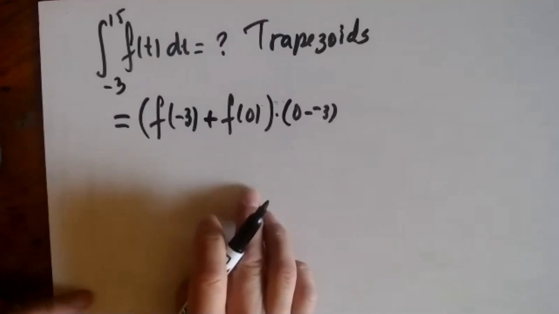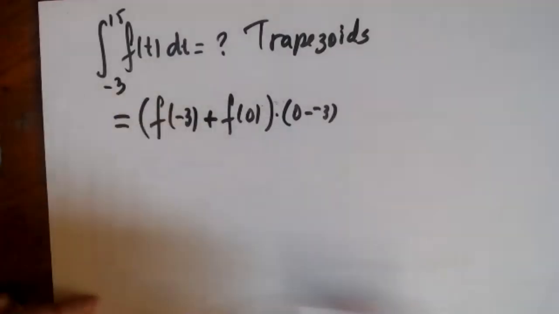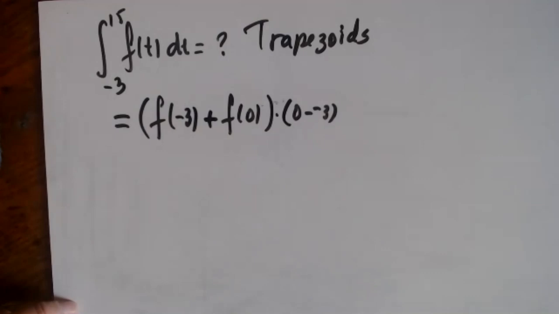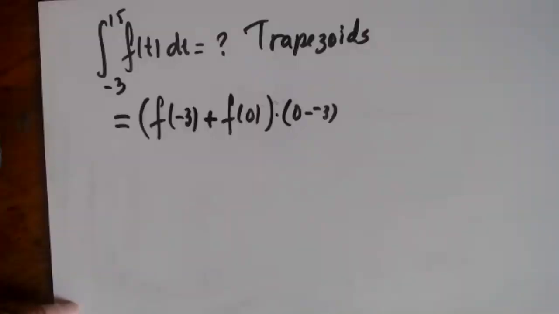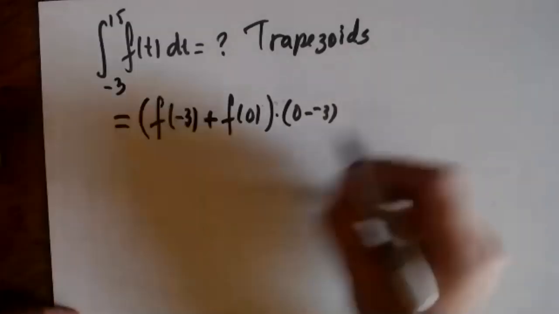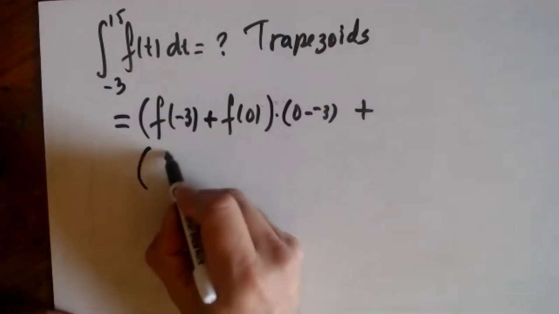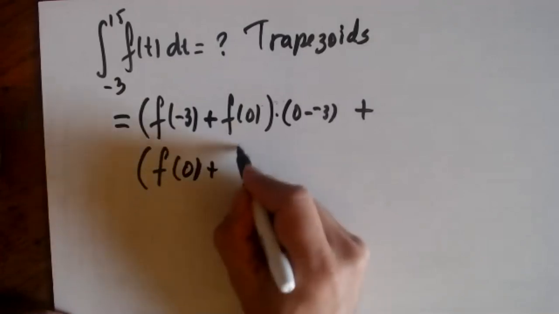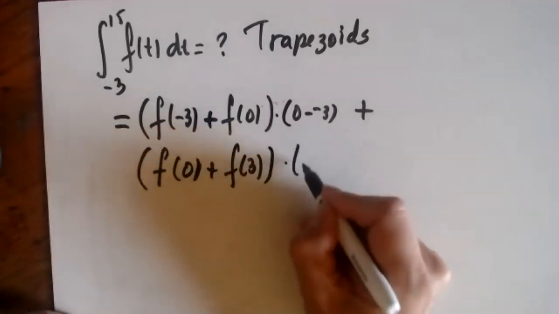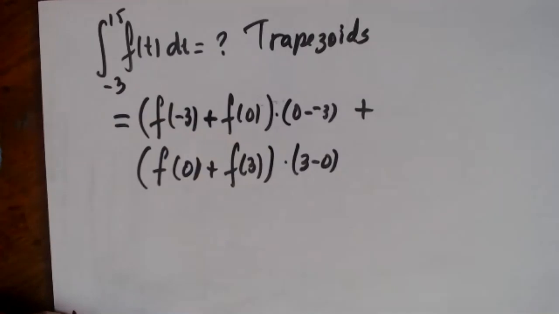What is the second trapezoid? The second trapezoid is going to be from 0 to 3, this portion right here, with this base and this height. So plus f of 0 plus f of 3, times 3 minus 0. That's the length of the interval.